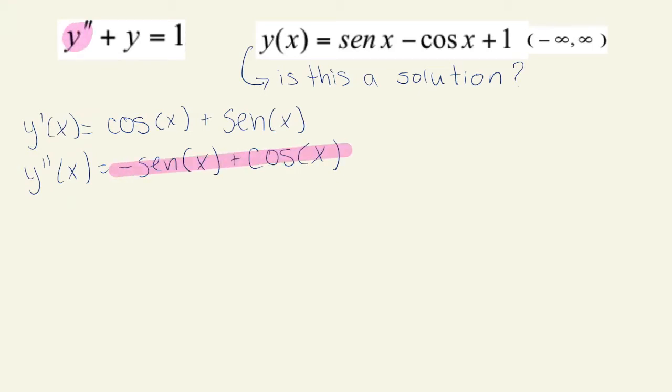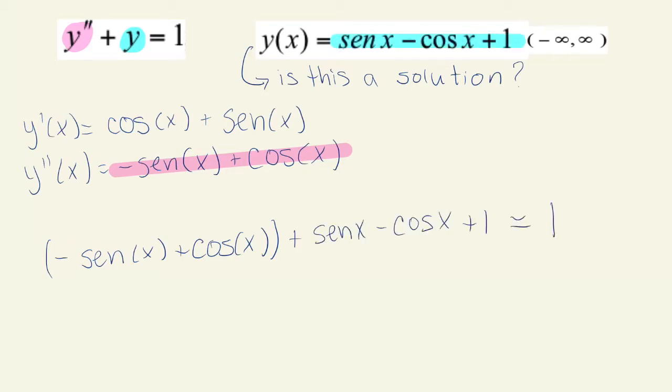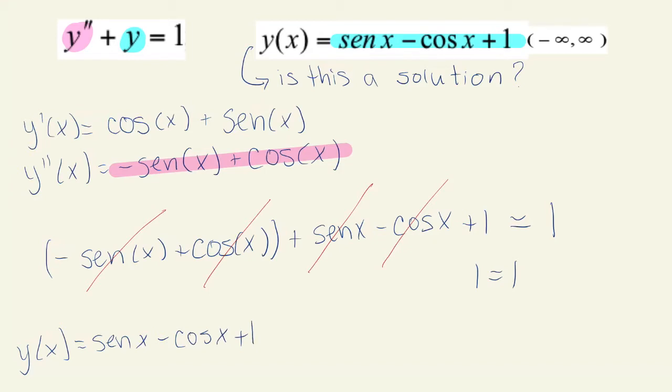Taking the value obtained for the second derivative of y, we're just going to substitute it into the first term of the equation. Now we proceed to taking y and substituting it in the second term of the equation. Canceling negative sine and positive sine, and cosine with negative cosine, we are just left with 1 equals 1, which means yes, y equals sine x minus cosine x plus 1 is in fact a solution for this equation.